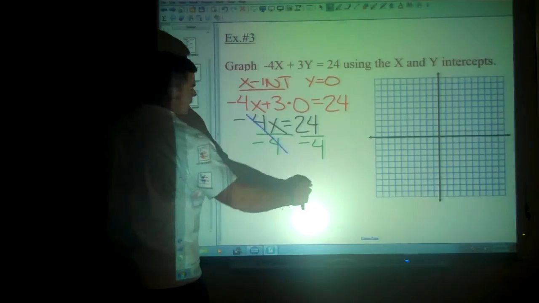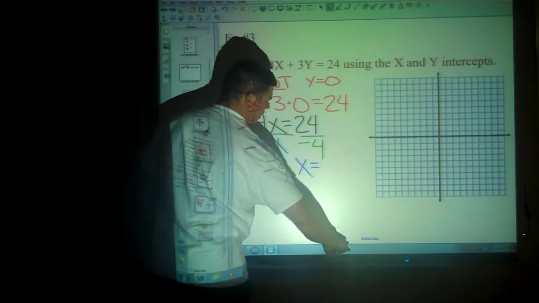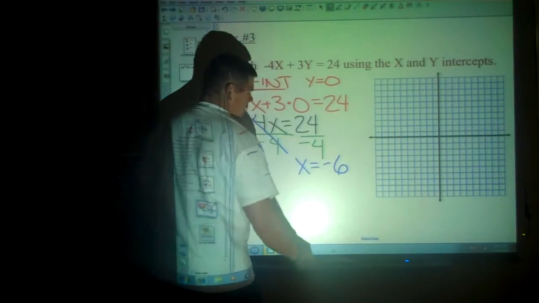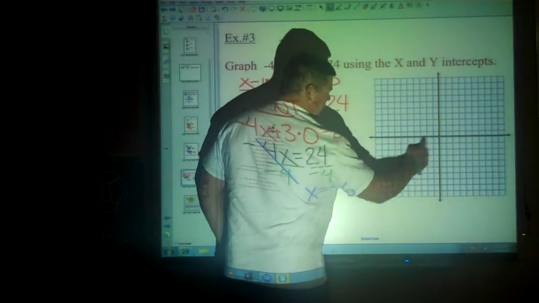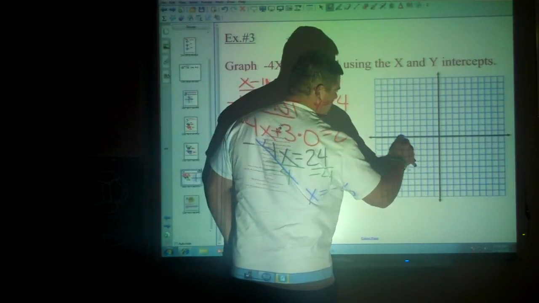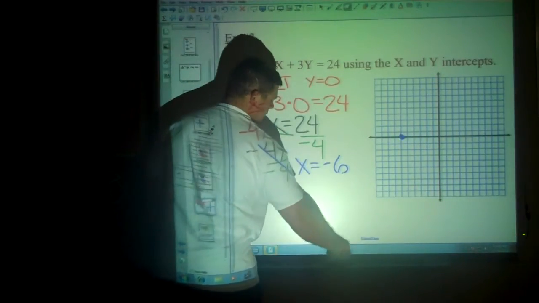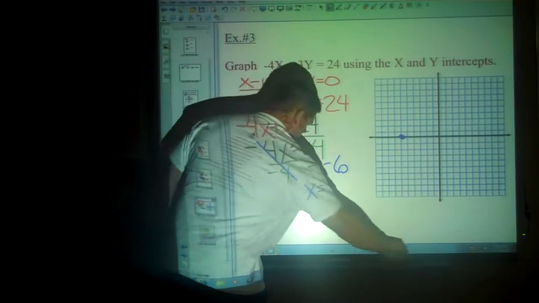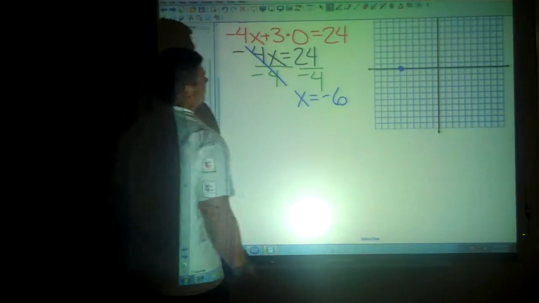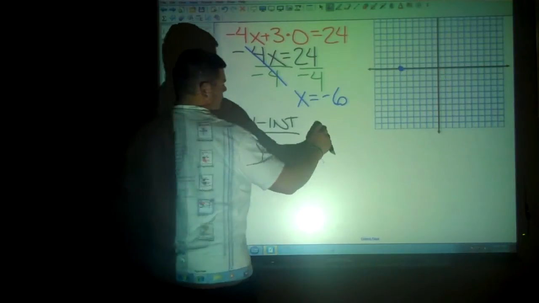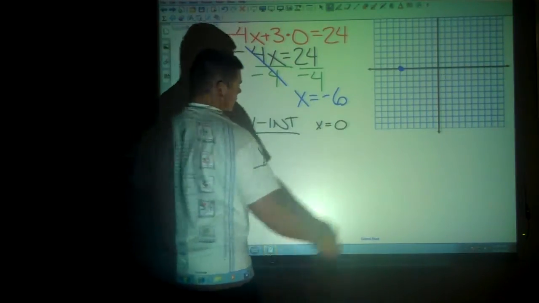And our final answer is x equals negative 6. So I come over here to the graph and I go out to the left 6 places. That's my x-intercept. We must do the same thing except for the y-intercept. And when you find the y-intercept, the x equals 0.